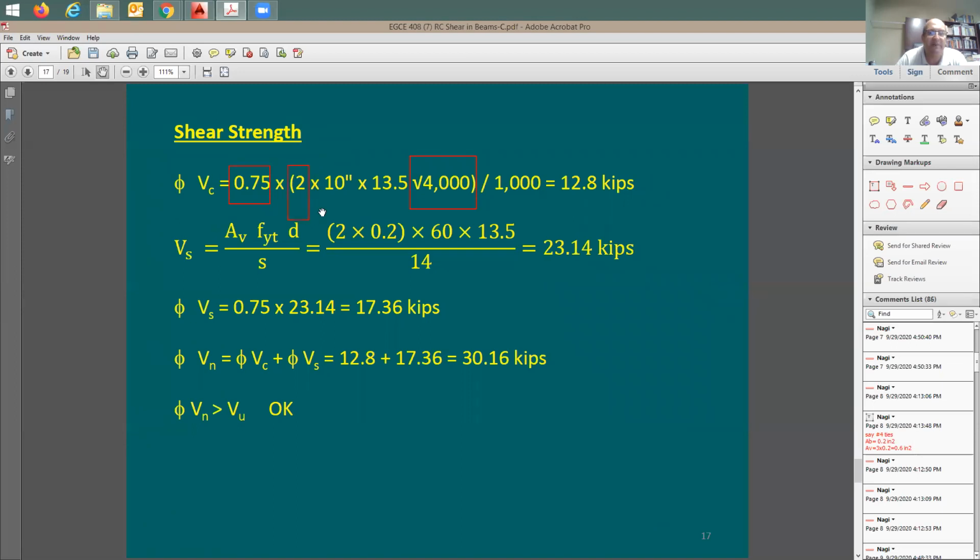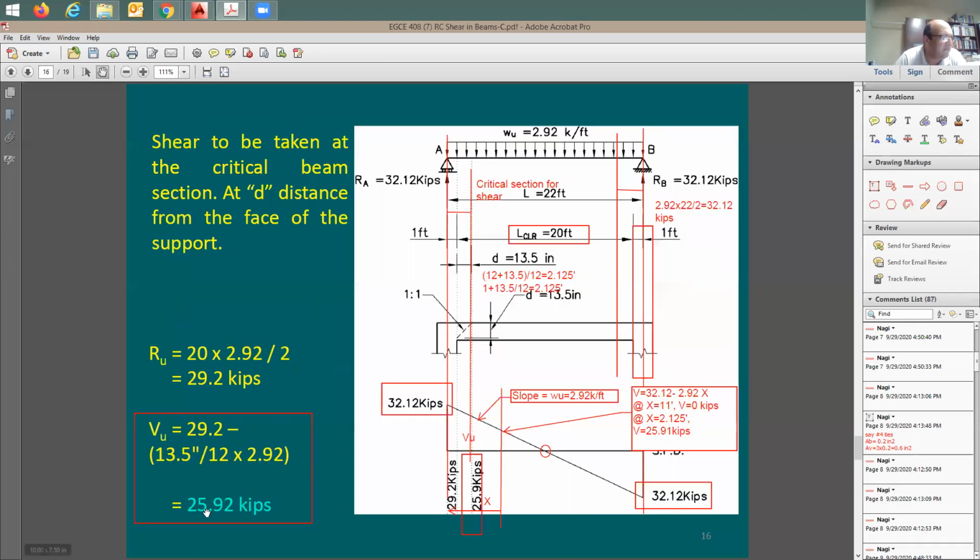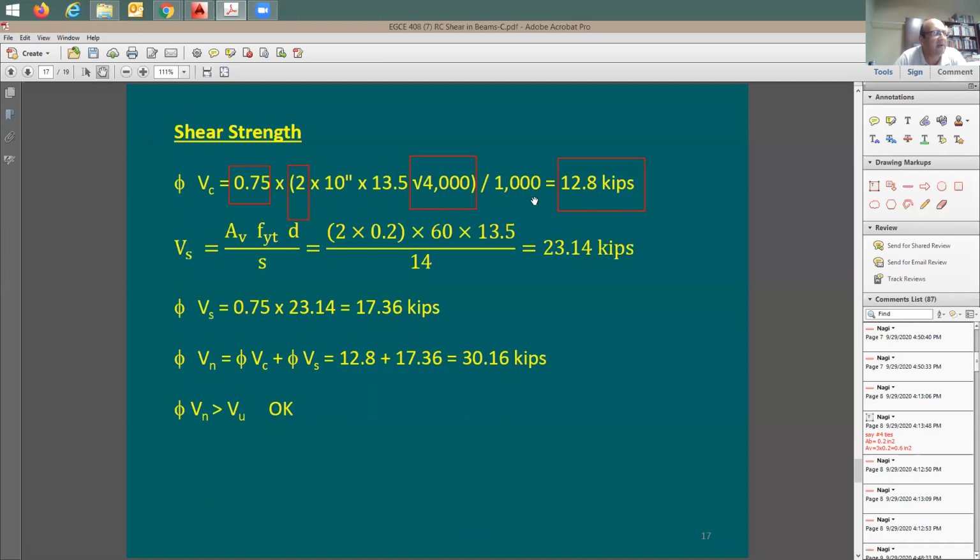Now, where's the width of the beam? I'm going to say the width of the beam is going to be 10 inches. The depth, 13.5. You divide here by 1,000 to put it in kips. Easy equation. Now I have the shear capacity for the concrete. Now, how much is the demand again? Demand was equal to 25.92. Still higher than what the concrete can resist. So I really need to have some reinforcing, like ties.